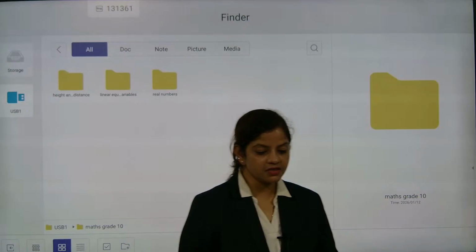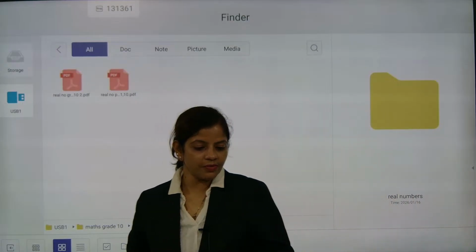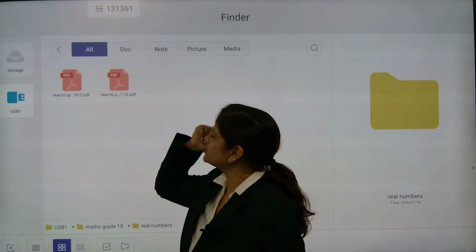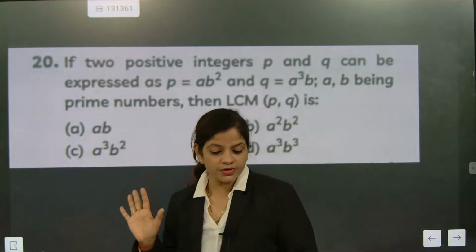Okay, shall we start the session, beta? In linear equations, real numbers, what part are we going to do? Check this one out. First, we will start with the first period. Till 20 questions we have already done. We will start with question number 21.